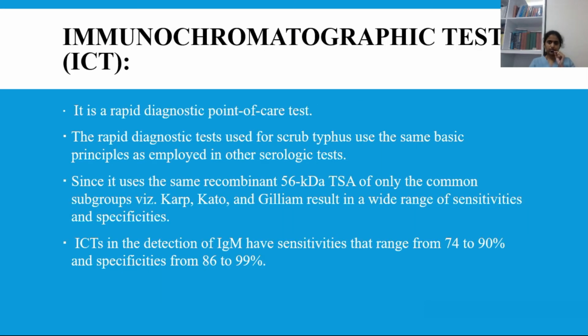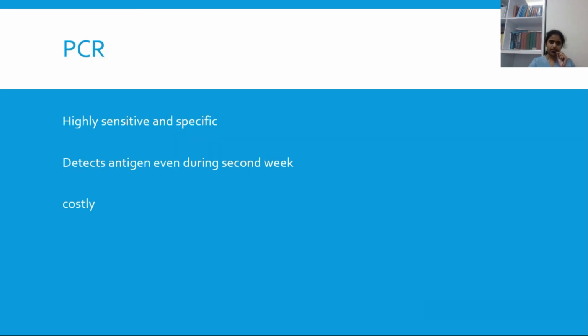Another test, the immunochromatographic test, is basically a rapid test and point of care test. The basic principle is the same as that of the ELISA. We use the same antigen against the same strains of the bacteria, and the sensitivity is 74 to 90%. Specificity is very high, 86 to 99%.